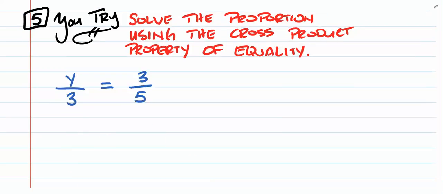Box number 5 is a U-try. I would like you to solve the proportion using the cross product property of equality. It says y divided by 3 is equal to 3 divided by 5.